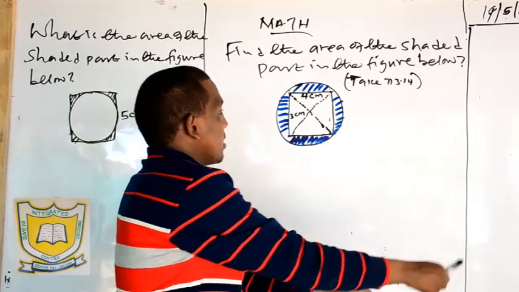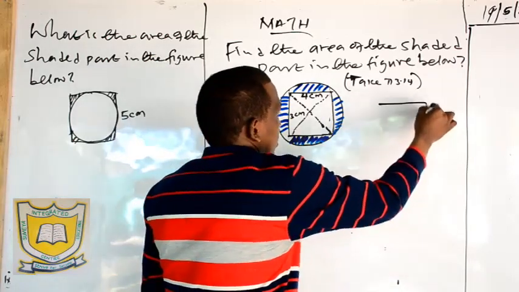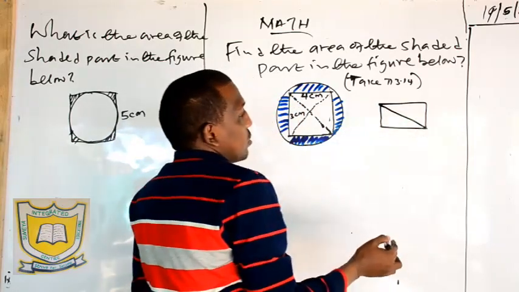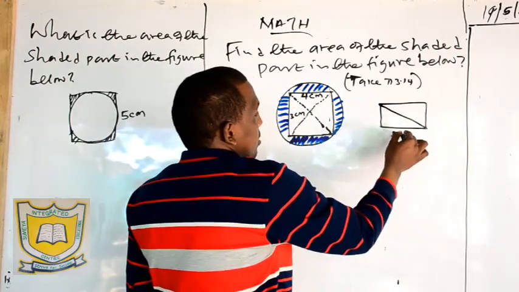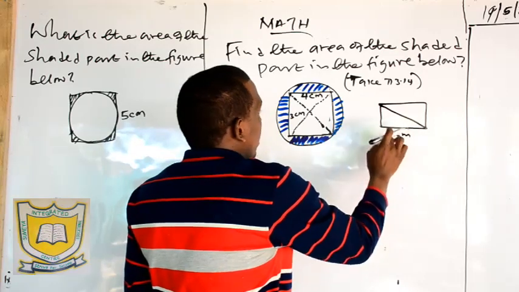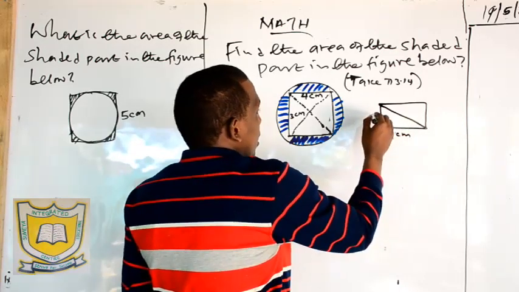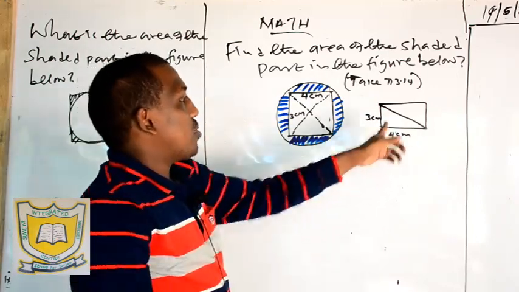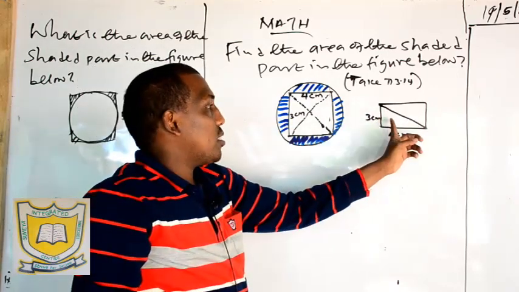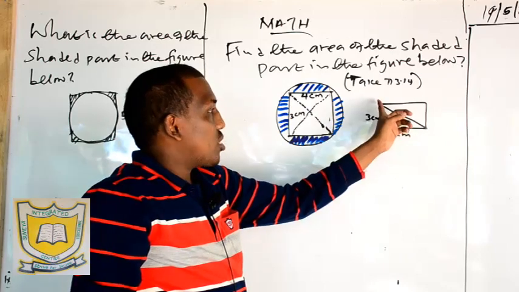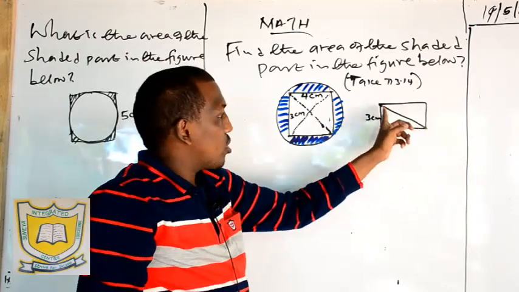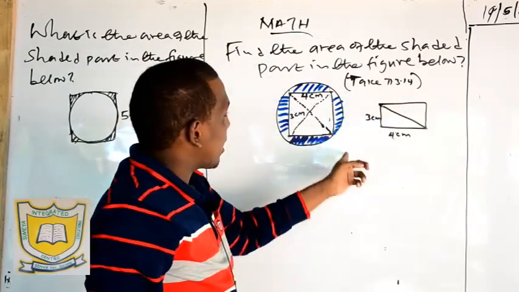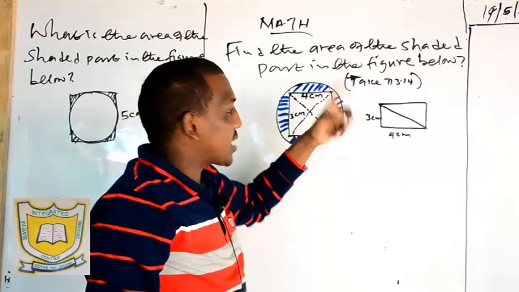Remember, the rectangle is like this. You are given here 4 centimeter, that is the length, and the width is 3 centimeter. Now, this will be the diagonal. So here is a right angle triangle, and this line will become the diagonal of the rectangle, the longer side. By getting this side, we shall be getting the diameter of the circle.